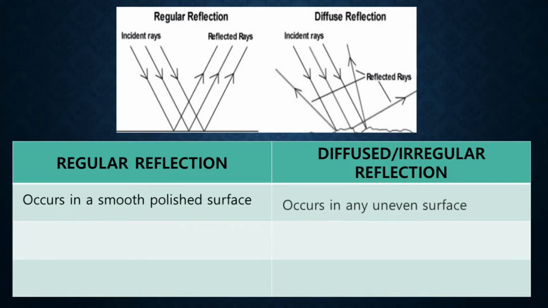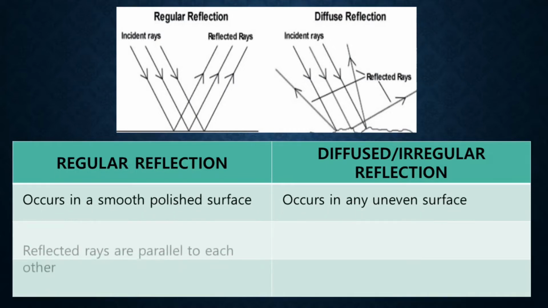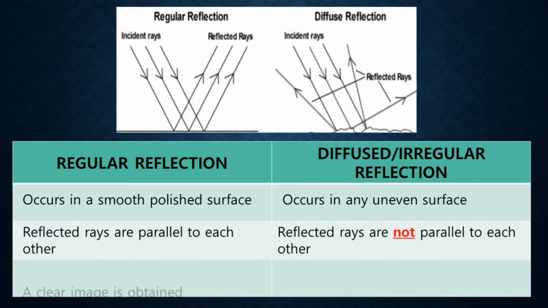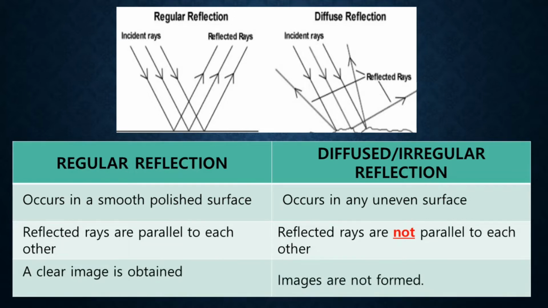In regular reflection, reflected rays are parallel to each other, whereas in diffused or irregular reflection, the reflected rays are not parallel to each other. Note that in both cases, incident rays are parallel to each other. A clear image is obtained in regular reflection, whereas no images are formed in diffuse or irregular reflection.